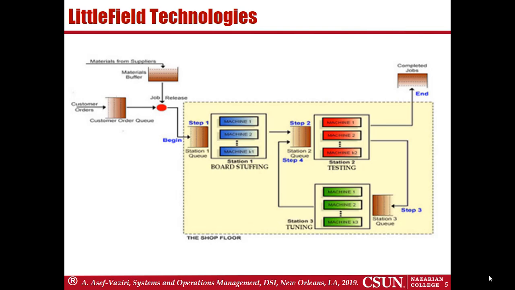So this is the interface of the game. Orders come in. Each order requires 60 pieces of raw material. And then they go to station 1, then they go to station 2, station 3, back to station 2, and then they leave the system.